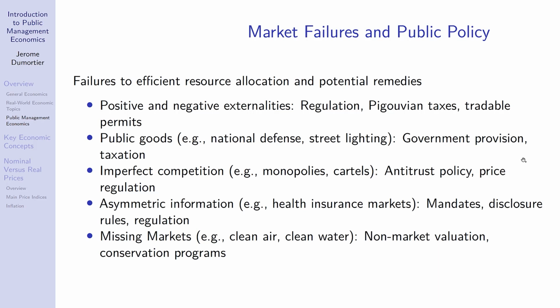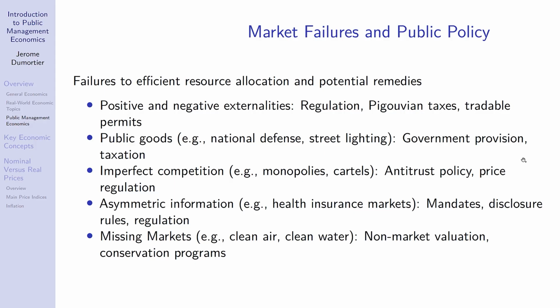Now, a large topic in this context is going to be market failures and public policy. Basically, market failures occur when we fail to achieve an efficient market outcome, and public policy plays a central role in correcting these failures. Externalities like pollution can be addressed through regulation, so-called Pigouvian taxes, and tradable permits. Public goods, such as defense or street lighting, require government provision. Imperfect competition, such as monopolies or cartels, justify antitrust policies.